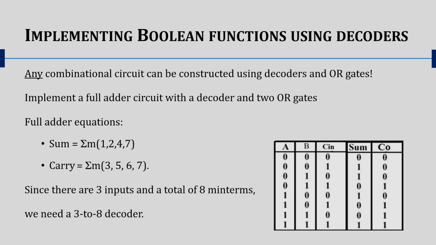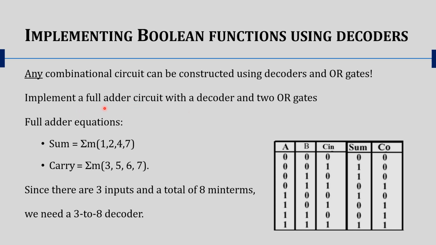So far we discussed various types of decoders. Now let's look into how to implement a Boolean function using these decoders. Any combinational circuit can be constructed using decoders and OR gates. Now let's look at an example. We are going to implement a full adder circuit with a decoder and two OR gates. So our aim is to implement a full adder circuit using a decoder.